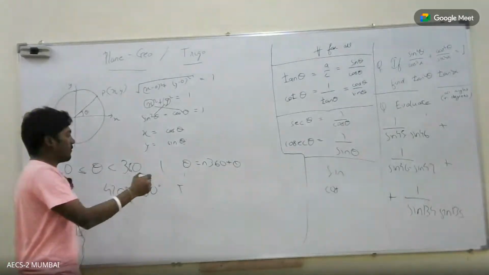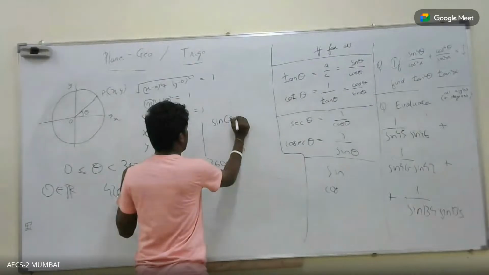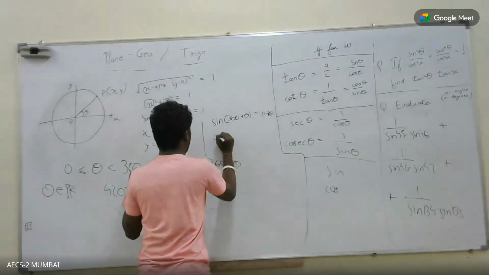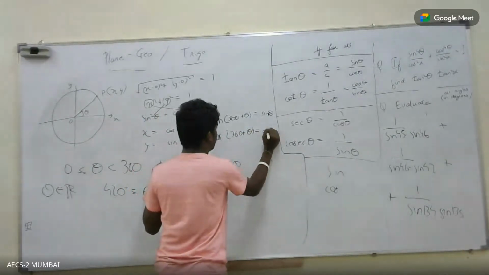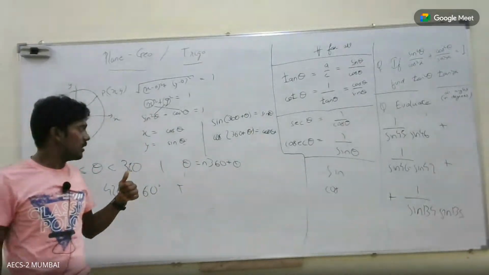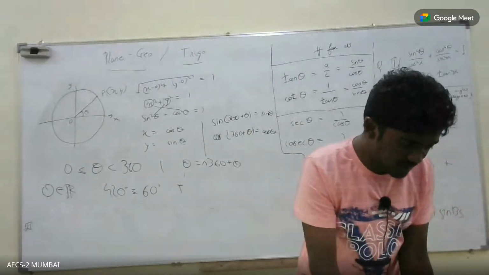So this implies that we have another identity with us. Sine of 360 plus theta is equal to sine theta. Similarly, cos of 360 plus theta is equal to cos theta. Is everyone fine with this? Yes? Alright. You can note this down.